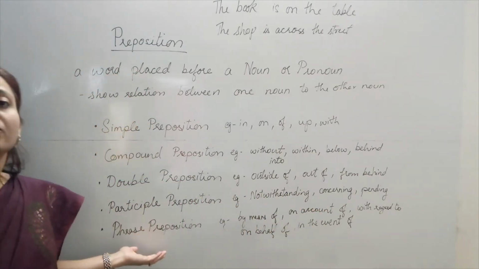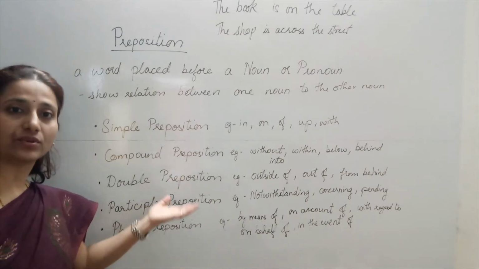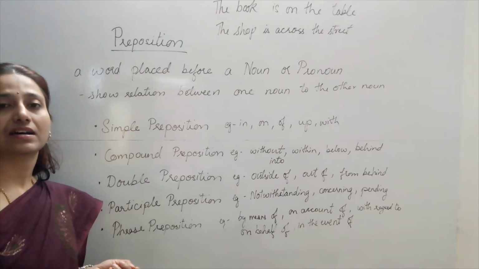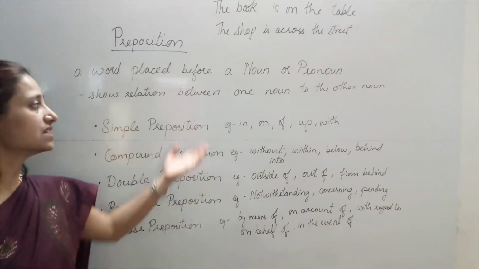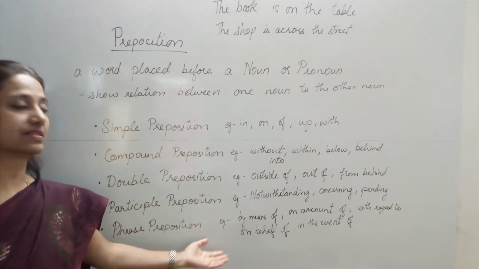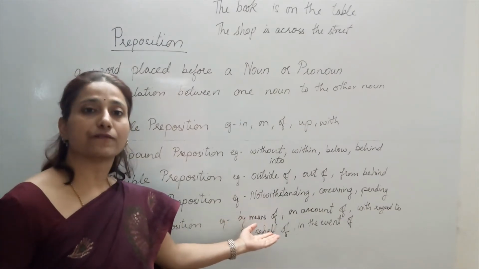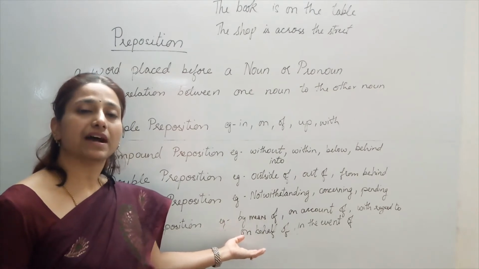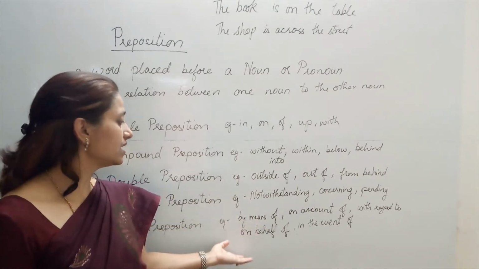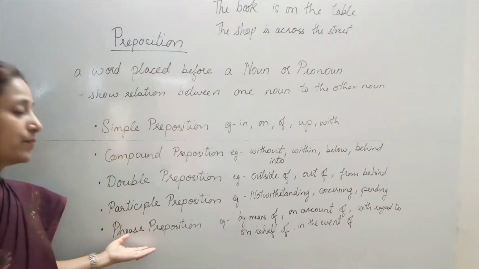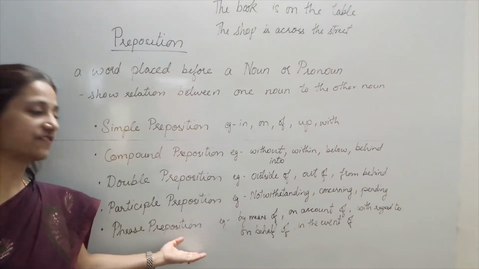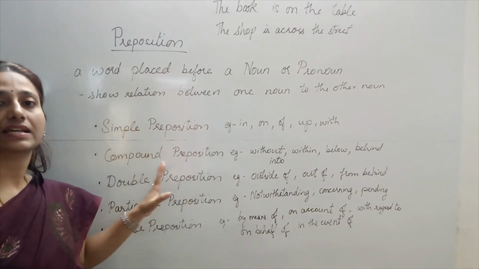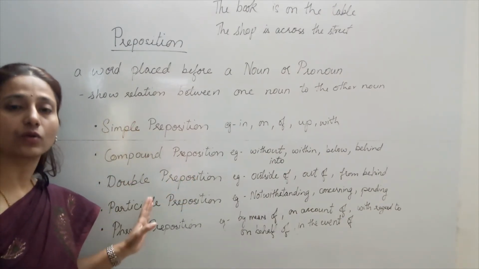Phrase prepositions. I will explain today what a phrase is. A phrase is a group of words which usually starts with a prepositional word, as in by means of, on account of, with regard to, on behalf of. So these are some of the phrasal prepositions or prepositional phrases. This is easy to follow.